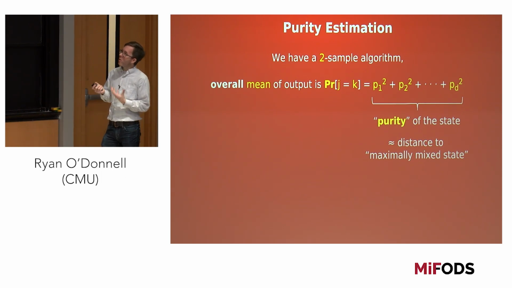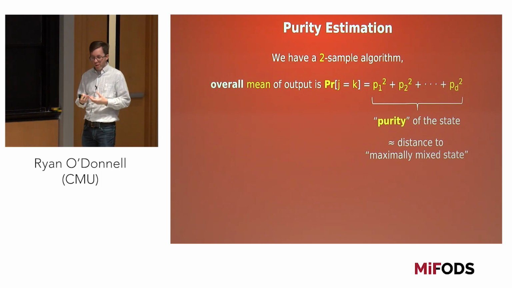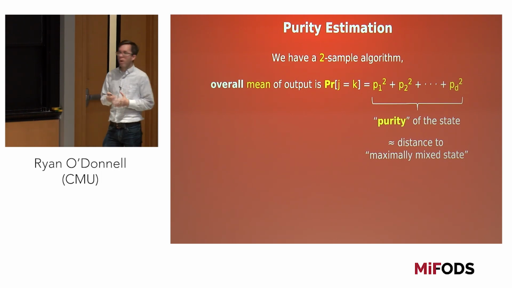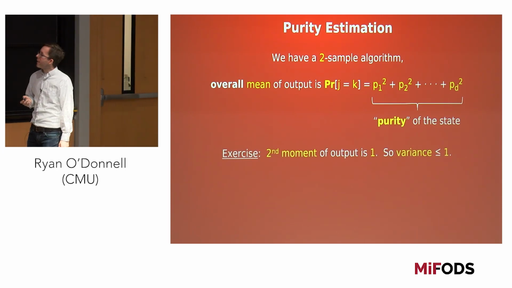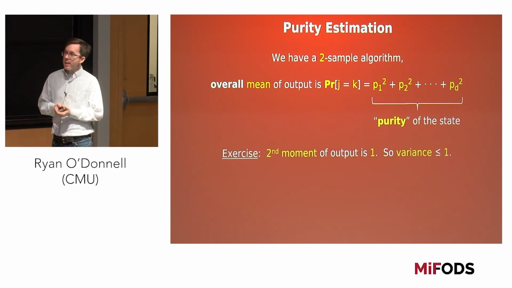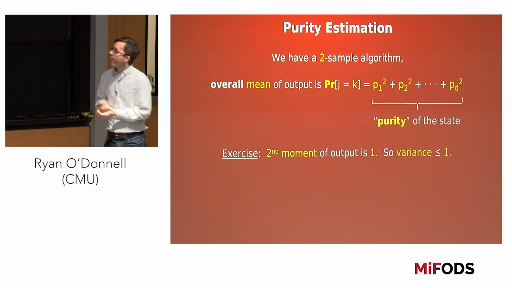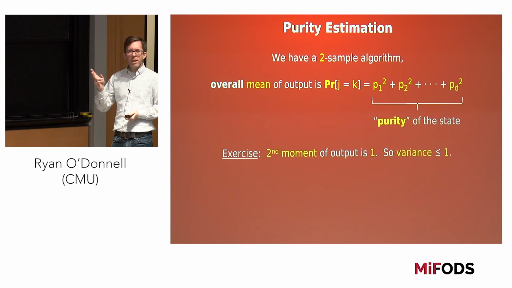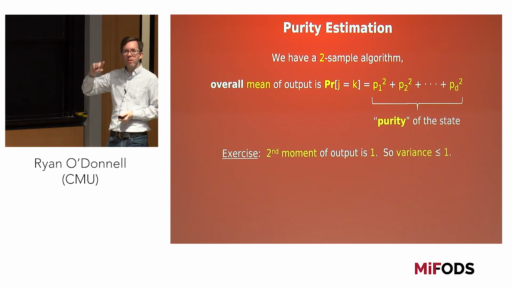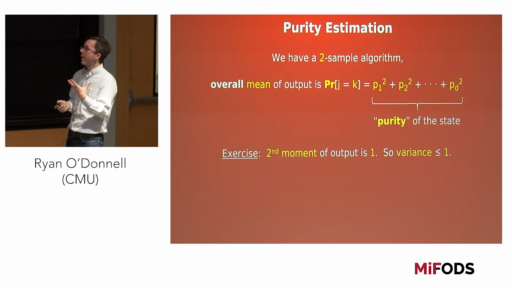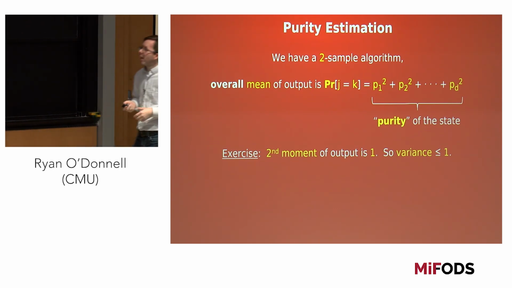And now you see this little 2-sample algorithm generates a real number whose mean is equal to this purity, which is something you might care about. OK, so now you can sort of forget quantum and just think of this as a little statistics problem. A little exercise for you is that the second moment of this output is 1. That's because for the second moment, you need to look at a squared, and a squared is the operator that swaps and then swaps back. So actually, a squared is always 1.